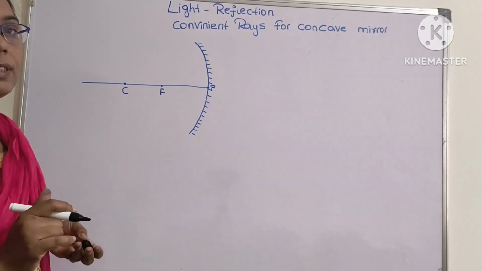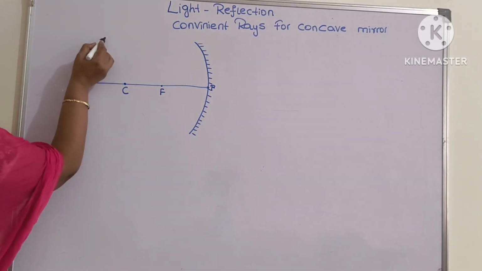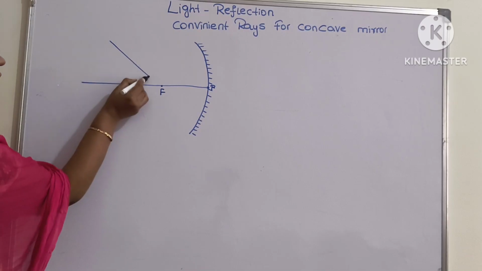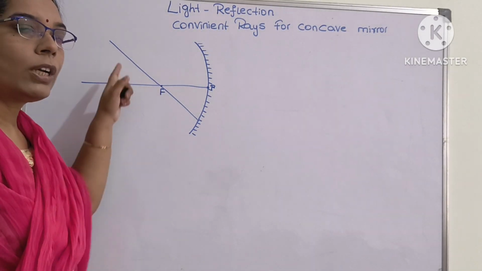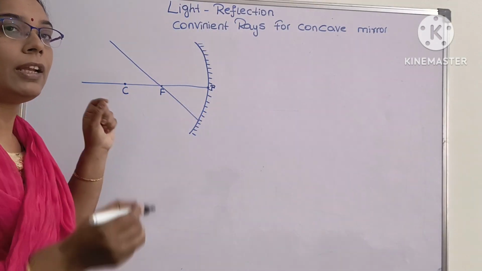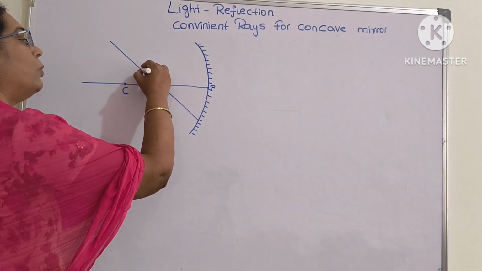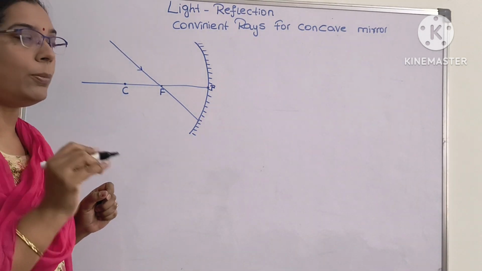Now, what is the first convenient ray? If a ray is passing through the focus, what kind of ray is this? Incident ray, which means it is coming towards the mirror. So the arrow should be towards the mirror. Do not forget to draw the arrows, children, very important.